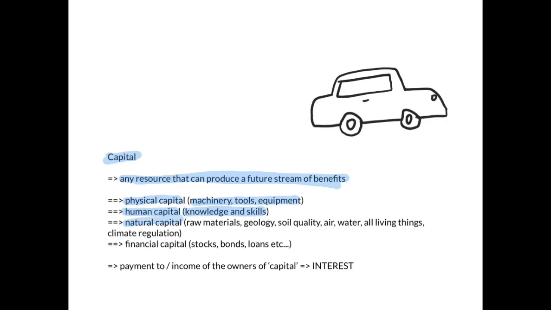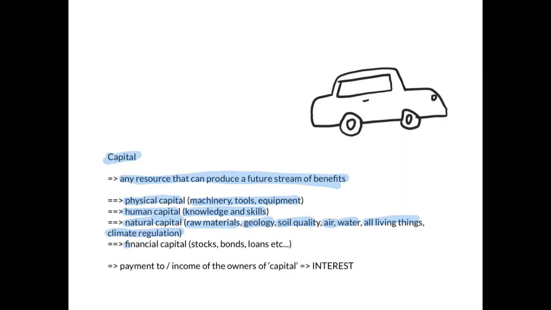Natural capital is the third subcategory. This refers to things like the raw materials that are dug up from the ground or extracted from land, the geology, geological factors, soil quality, air, water, all living things, climate regulation. These are all part of the natural capital. Natural capital ties in very closely with land as a factor of production.